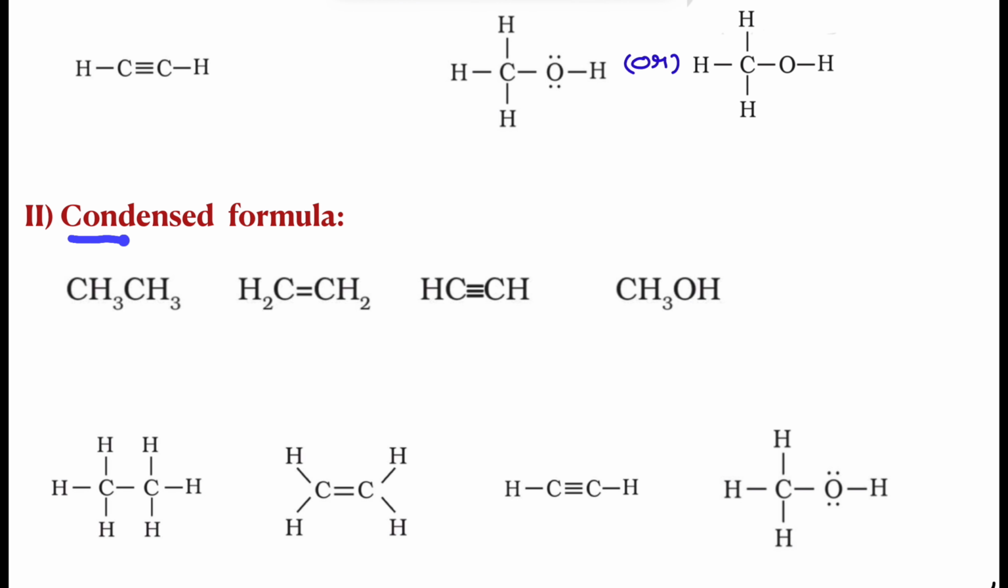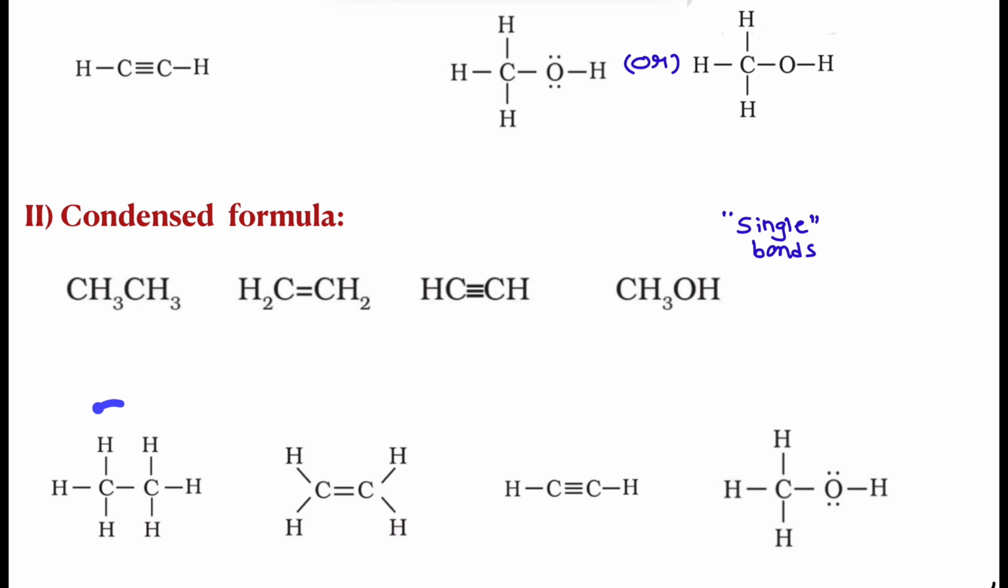And the second type of representation is a condensed formula. In this condensed formula, symbols of every element are indicated, no doubt about it. But most importantly, single bonds are not indicated. But here we indicate CC double bond and CC triple bond. But CC single bonds are not indicated, CH single bonds are not indicated, any single bond is not indicated.